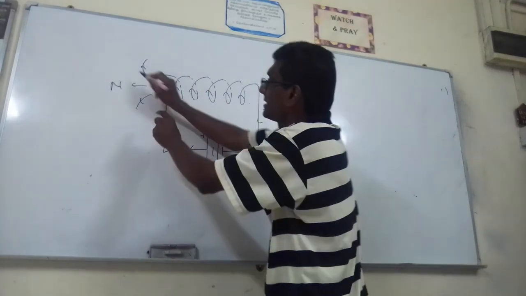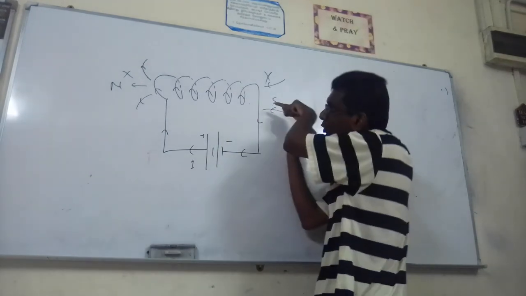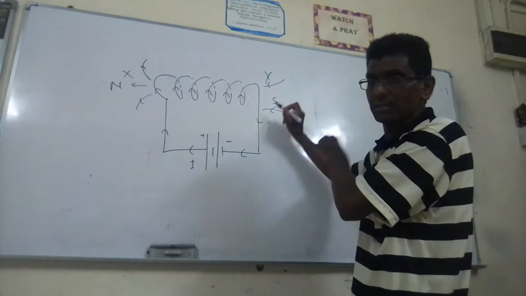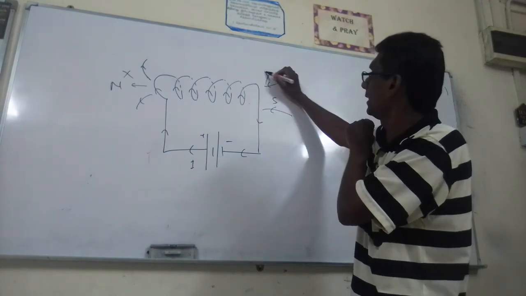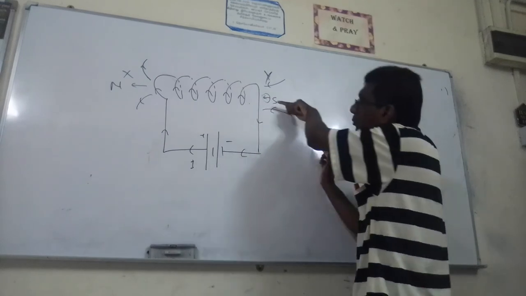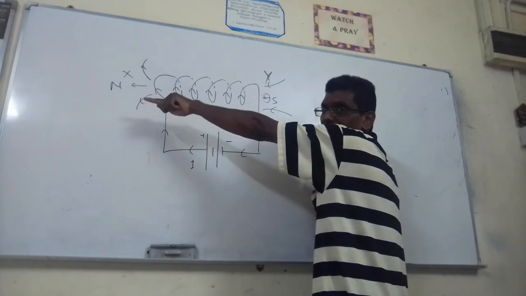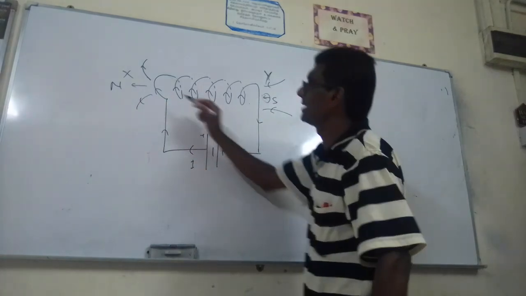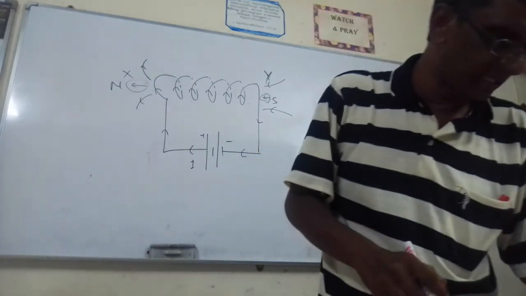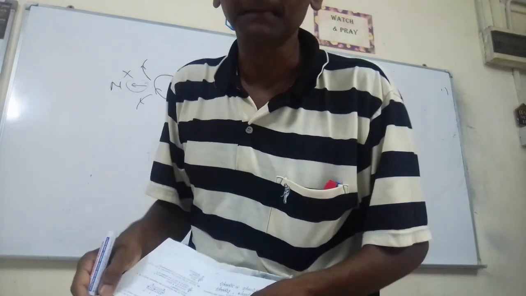If you put compasses X and Y, compass X shows north pole in this direction. And if you put a compass at Y, this compass also shows north pole in this direction, inside the solenoid. So the arrows point in the same direction for both. So the answer must be C. Okay?